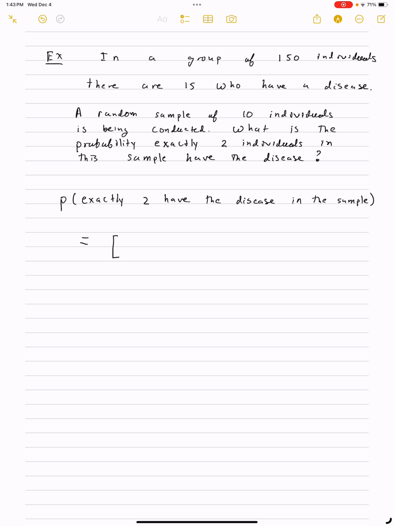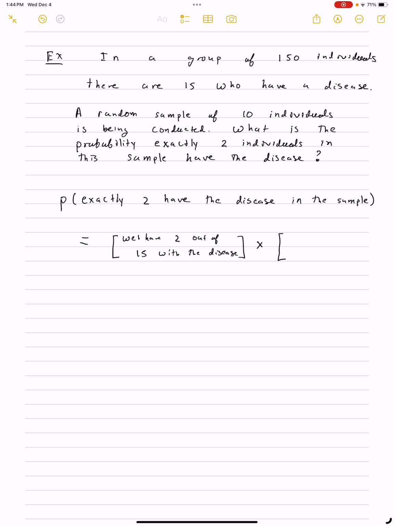So in particular, if we have exactly 2 with disease, that means we have 2 out of 15 with the disease. Well, what about the other 8 people in the sample? Well, the general counting principle says we multiply by the number of ways that we get the other 8 individuals.